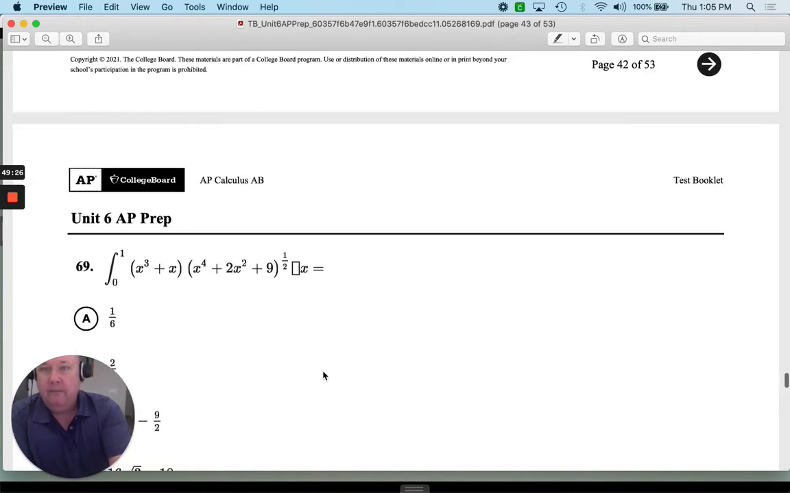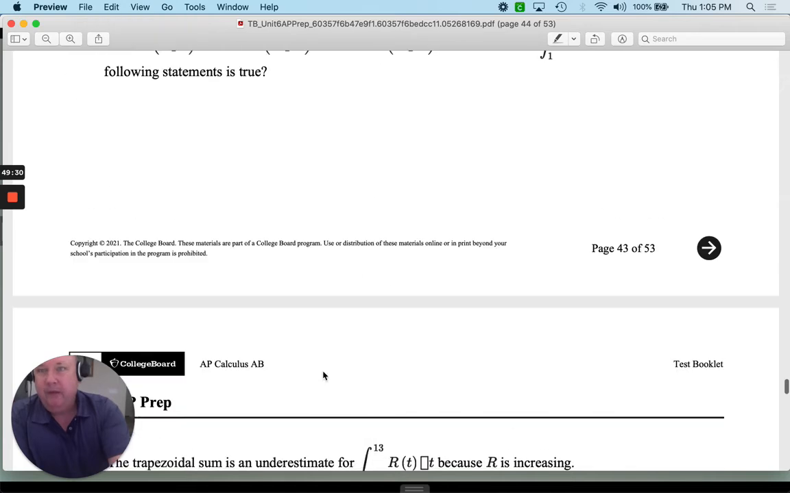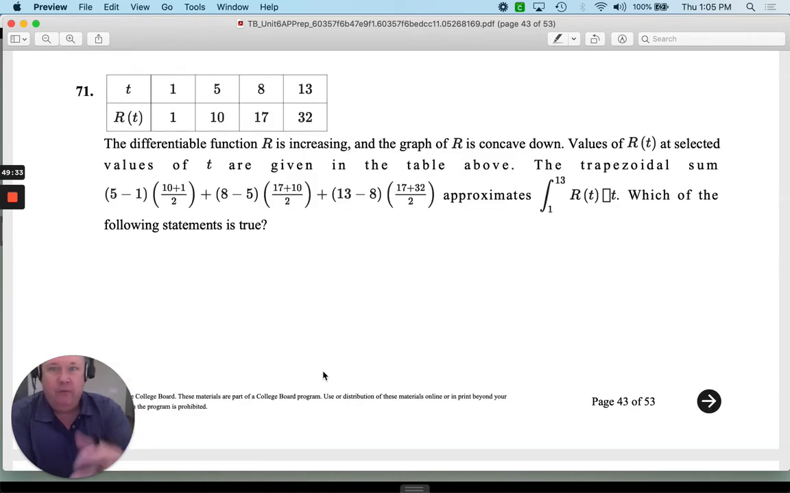I haven't gone back here for a while. All right, question number 71. There it is. So the function is increasing and concave down, and you're doing a trapezoidal sum. Which of the following statements is true? And they want to know if it's an overestimate or an underestimate, and why.